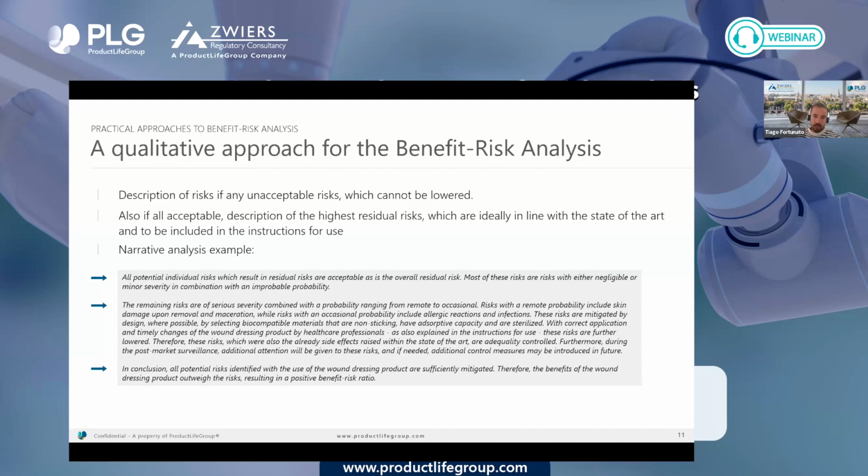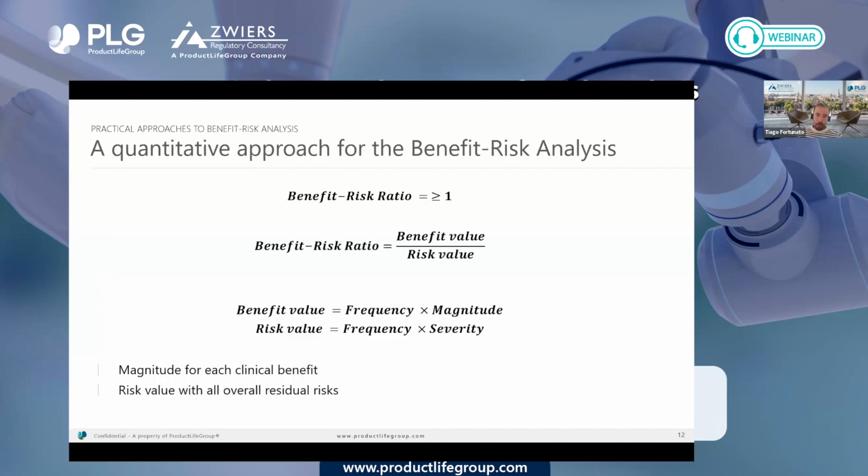Finally, we conclude that the risks are sufficiently mitigated and that the benefits outweigh the risks, meaning that it has a positive benefit-risk ratio. If we follow a more quantitative approach, basically we need to calculate the benefit-risk ratio, which needs to be equal or higher than 1. This ratio is no more than the benefit value divided by the risk value.